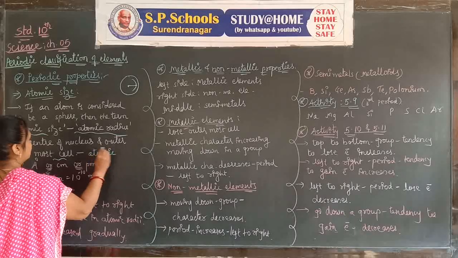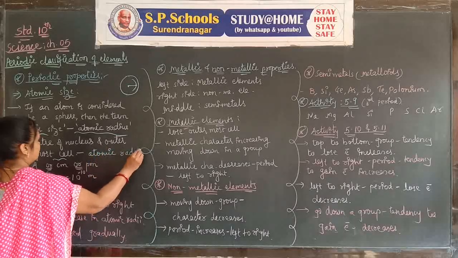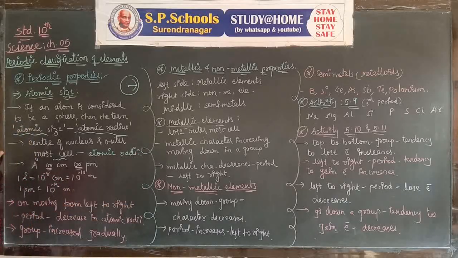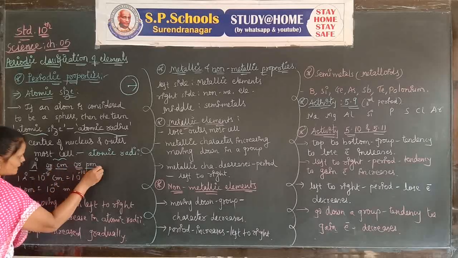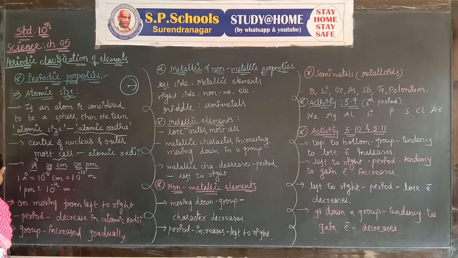atomic radius. Atomic radius can be measured in angstrom, centimeter, or picometer. The symbol of angstrom is A with a raised 0, capital A. Centimeter we already know, small c, small m, and for picometer the symbol is small p, small m.